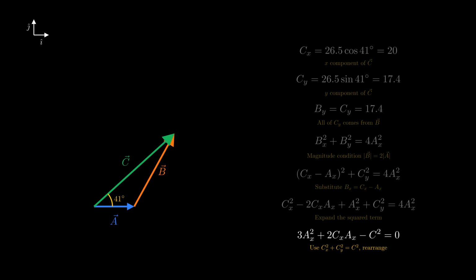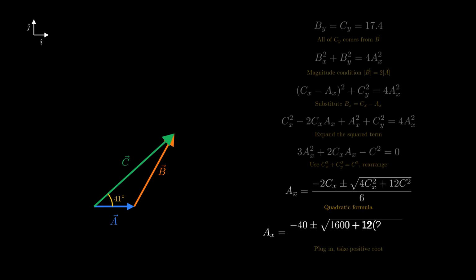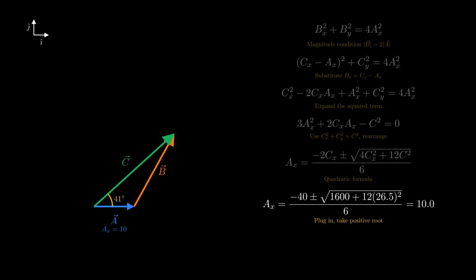Apply the quadratic formula. Ax equals negative 2Cx plus or minus the square root of 4Cx squared plus 12C squared, all over 6. Plug in the numbers: negative 40 plus or minus the square root of 1600 plus 12 times 26.5 squared, all over 6. We chose Ax positive, so take the positive root. Ax equals 10.0. Then Bx equals Cx minus Ax, 20 minus 10, which is 10.